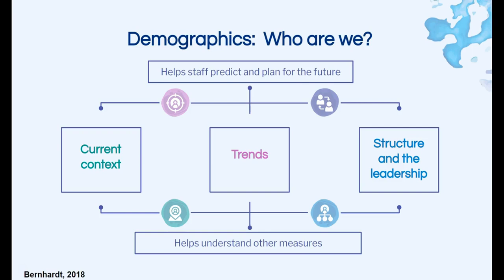Demographic data answers the continuous school improvement question, who are we? It helps to establish the current context of the school and describe trends which help educators predict and plan for the future. Demographic data also allows us to understand the relevance of the other measures in regards to school improvement and specific populations. It allows us to go deeper into our analysis in such things as student achievement as we look at various groups of students and teachers in the school.